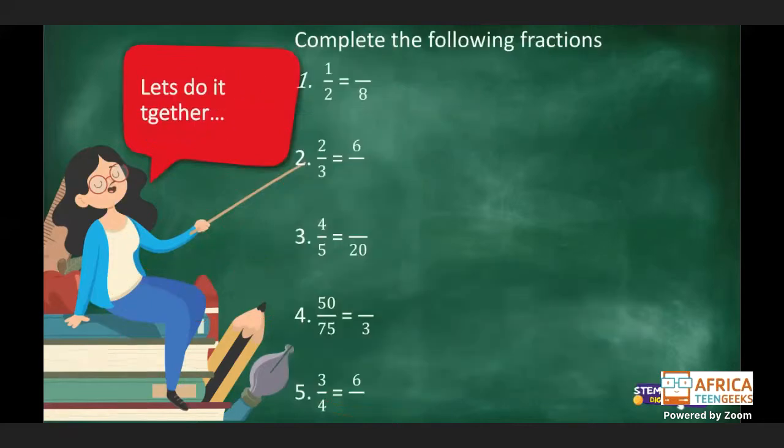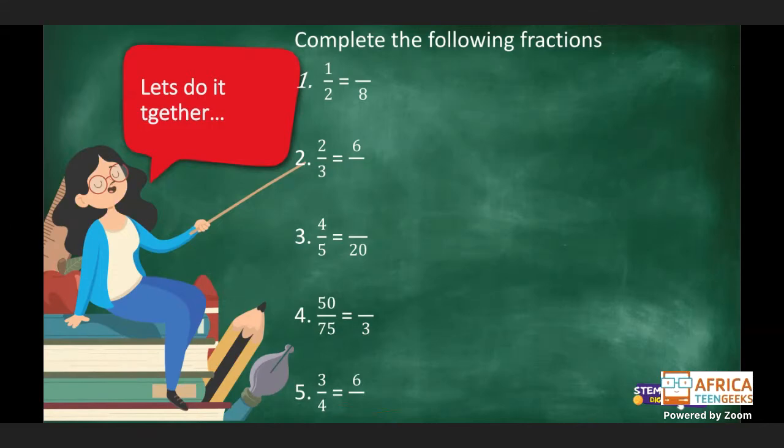For our equivalent fractions, they say complete the following fractions. So number 1, we have 1/2. So on top there for our numerator, we must find out, because you know that equivalent fractions, guys, you must multiply the denominator and the numerator by the same number to find an equivalent fraction for that particular fraction, right? So here we have 1/2.